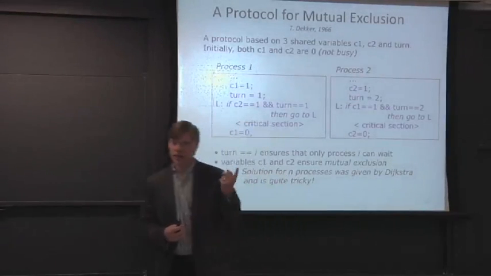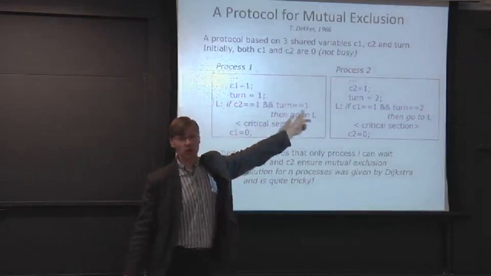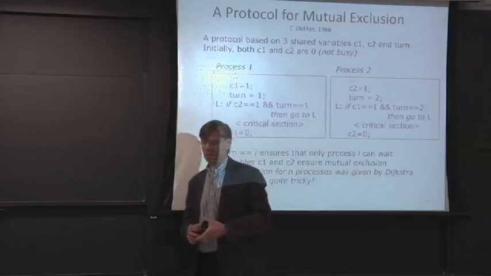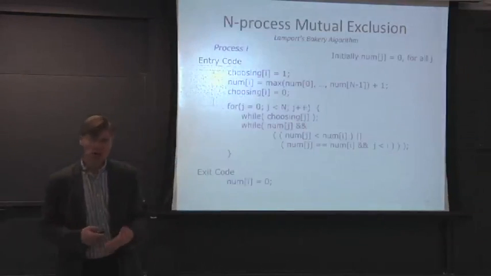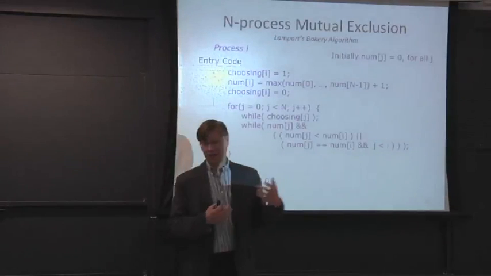And one of the key insights in Decker's algorithm is that you have this shared turn variable here between the two processes which are trying to communicate or are trying to lock the same variable. And then we went on and expanded this to multiple process mutual exclusion.